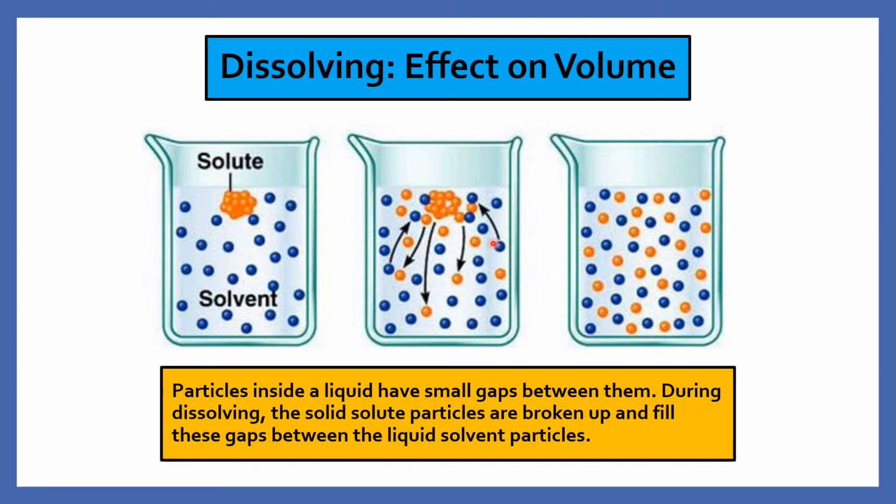So during dissolving, the liquid particles that can move are going to collide with the solid particles. That's going to give the solid particles a little bit of energy and help them to move through the liquid and dissolve through it. So we're breaking apart that big solid. What that means is these solute particles, as they move around the liquid, are going to fill those tiny gaps in between the liquid. So actually the volume overall does not increase. Volume stays exactly the same throughout dissolving.